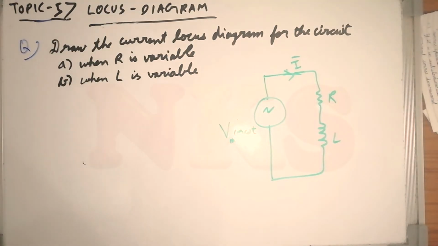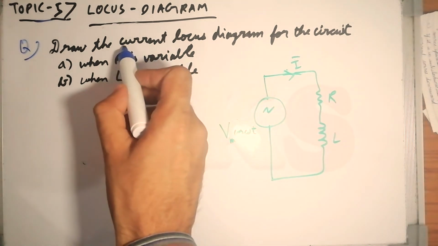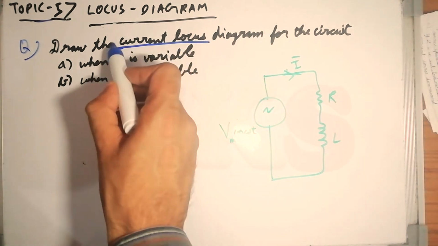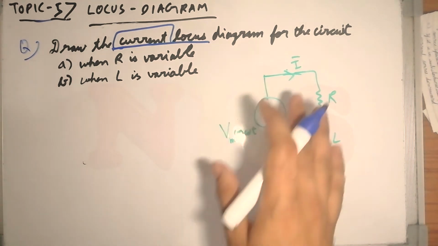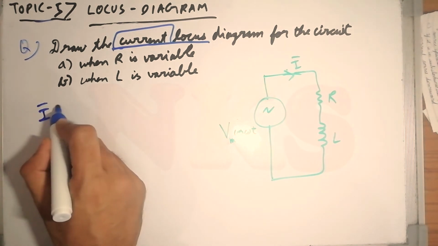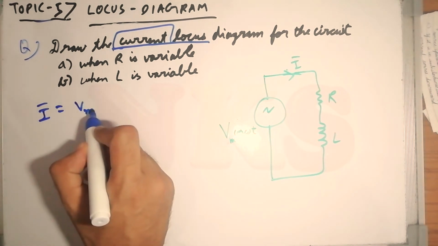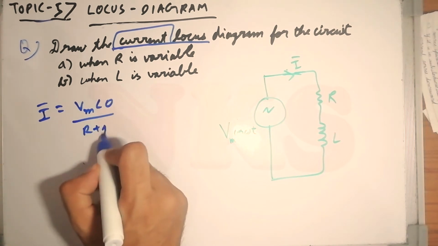So this is the question. I have told you what our objective in the locus diagram is: the variation of a particular phasor. Here the phasor we are asked to plot is the current. So it is the variation of the particular phasor with respect to variation in a circuit parameter. Now watch carefully what I am doing. Write I bar, the I phasor, as Vm at an angle 0 divided by R plus j omega L.